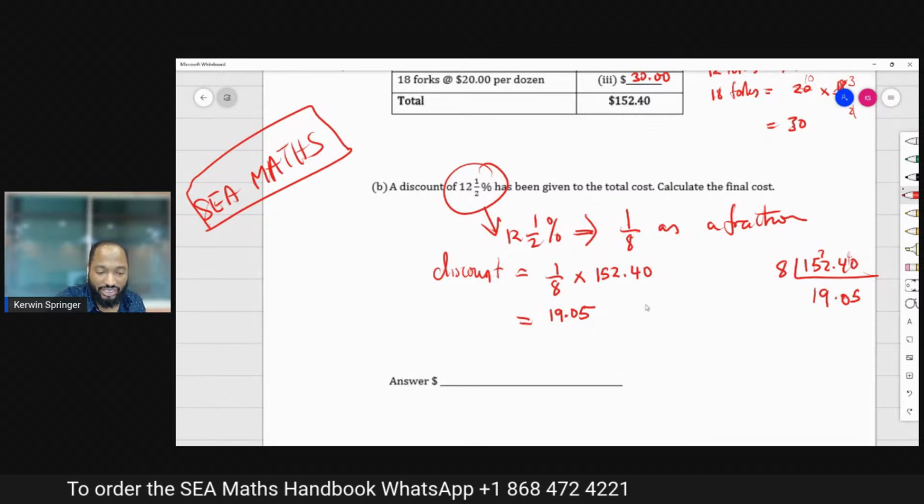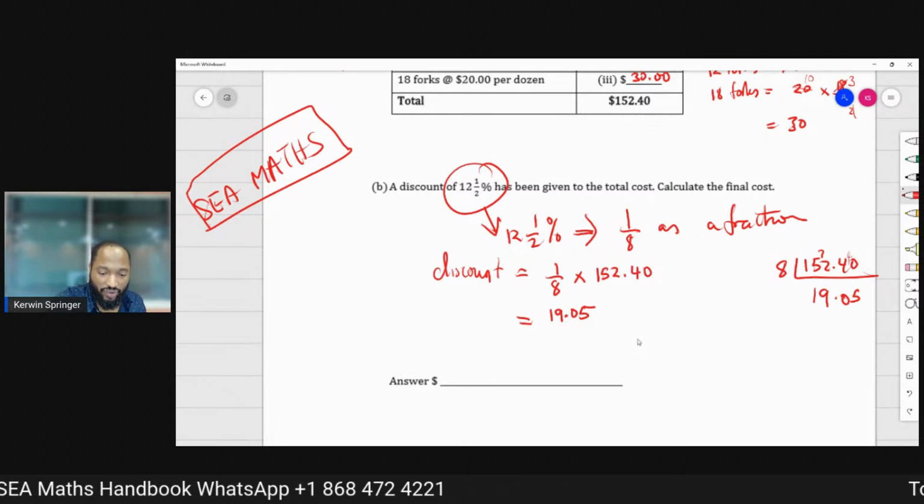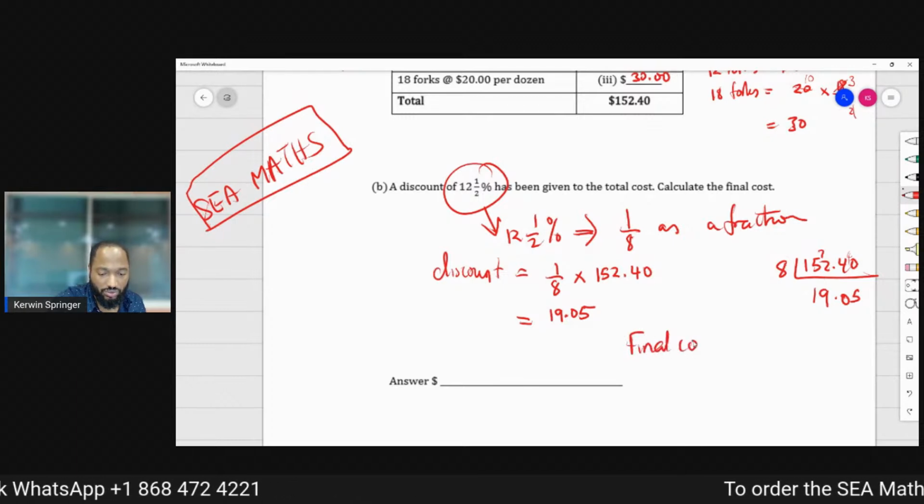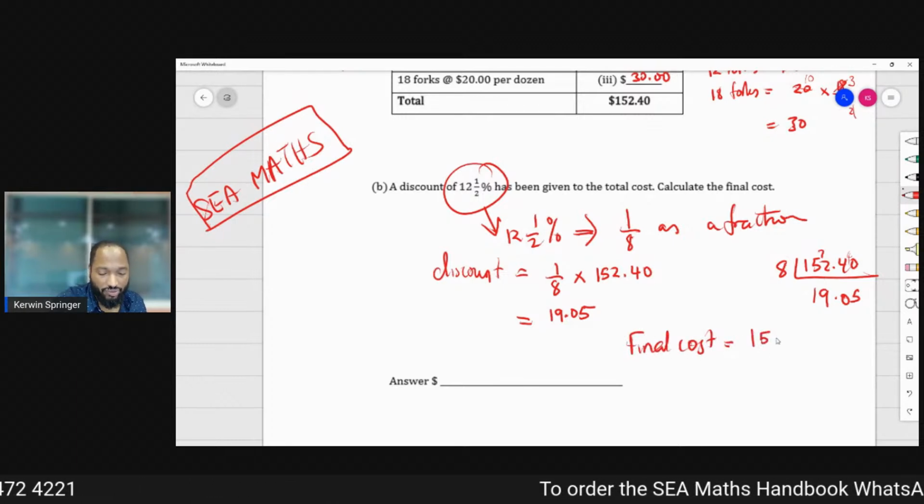So this is not the final answer. You need to work out the cost. So the final cost would be equal to the 152.40.